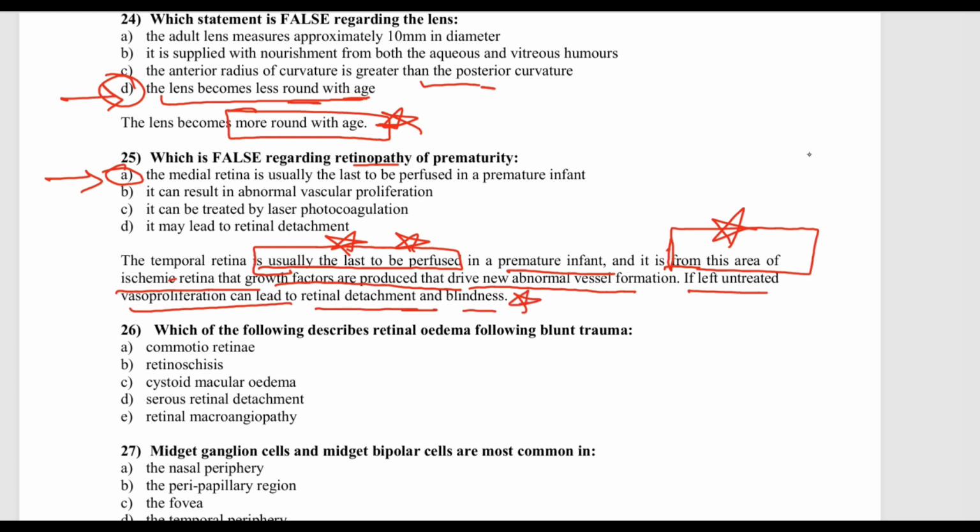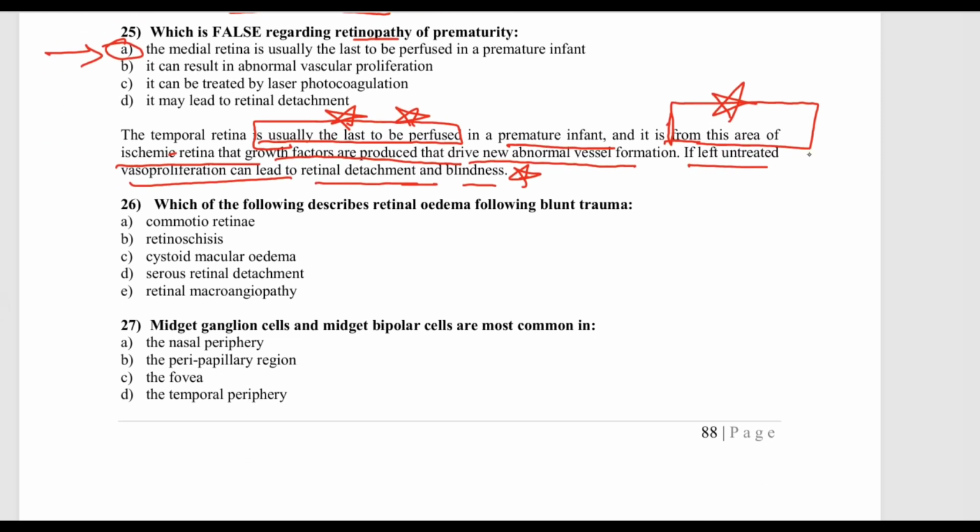The next MCQ is: which of the following statements describes the retinal edema following blunt trauma? Whenever there is a blunt trauma, it leads to retinal edema. So, which term describes the retinal edema after blunt trauma? The options are commotio retinae, retinoschisis, cystoid macular edema, serous retinal detachment, retinal macroangiopathy. So the correct option here is commotio retinae.